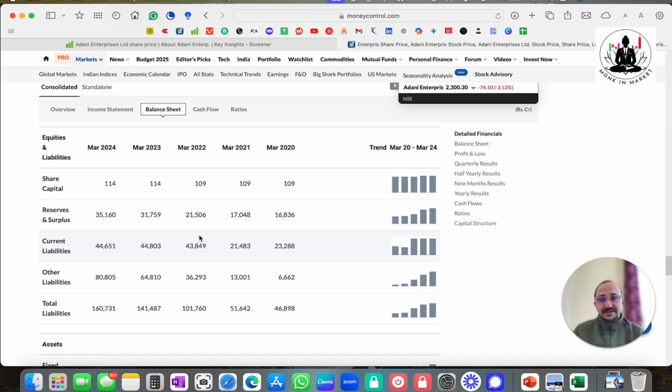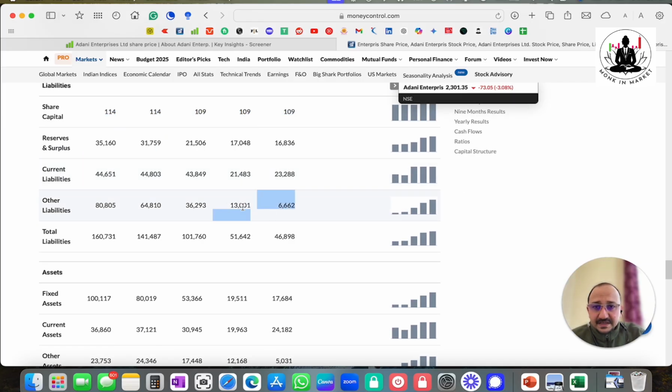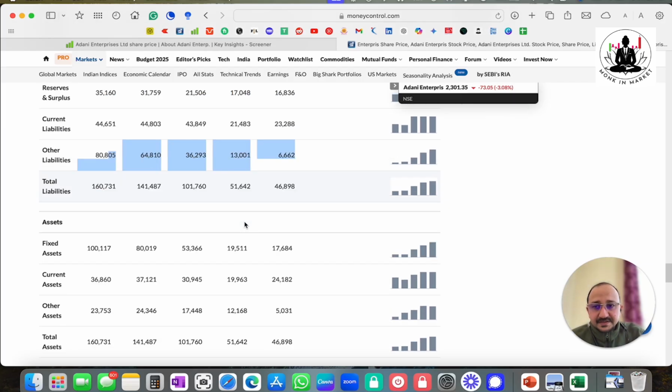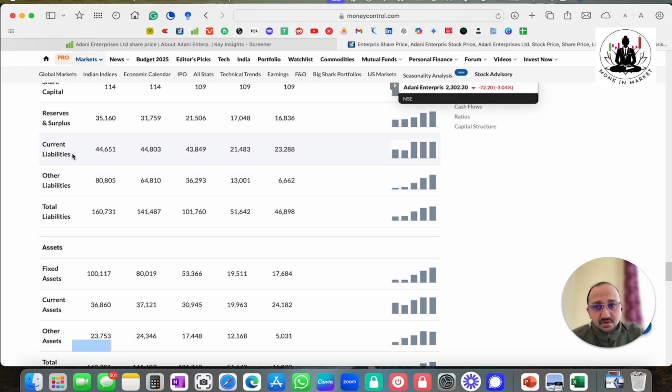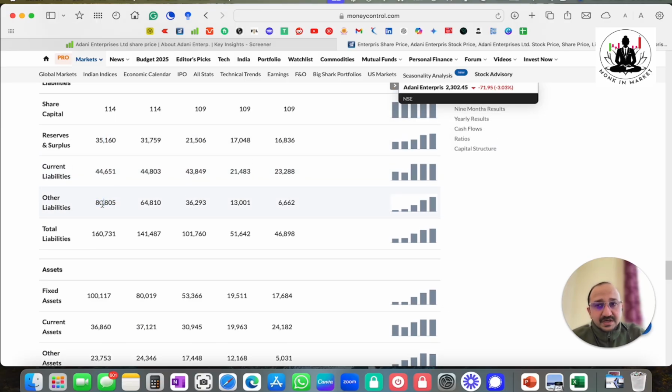So just see over here, guys. The reserves and surplus are increasing, that's fine. Share capital is almost constant, okay? But see the liability part, guys. Other liabilities, long-term liabilities, are much higher than the other assets. It means this company is taking quite a good amount of loans. Long-term loans are higher than the equity. I mean, debt is higher than equity.